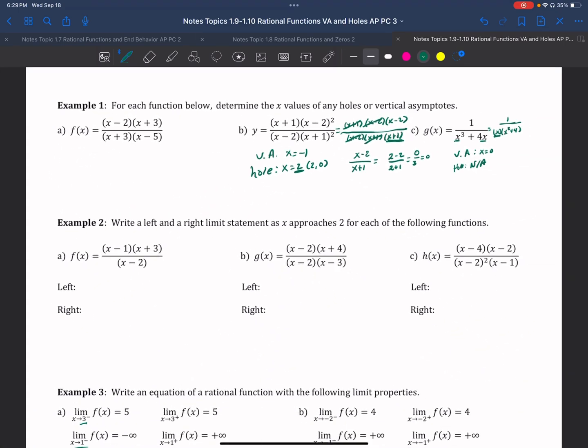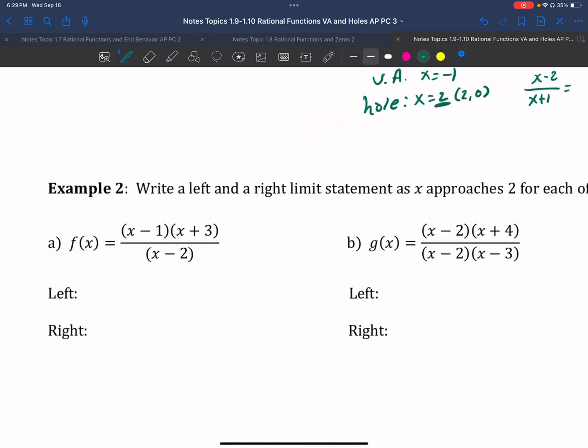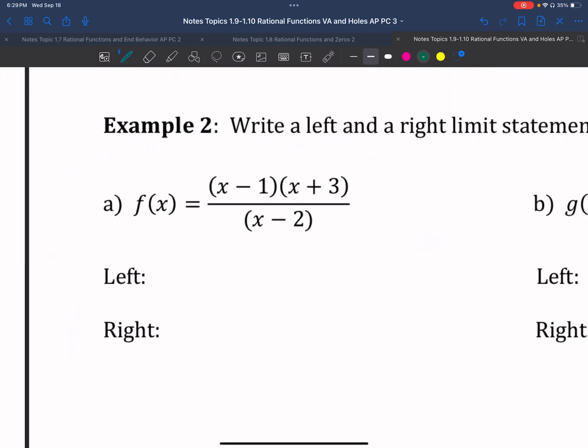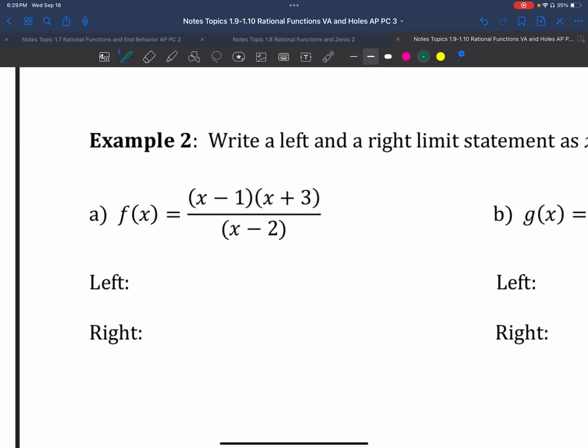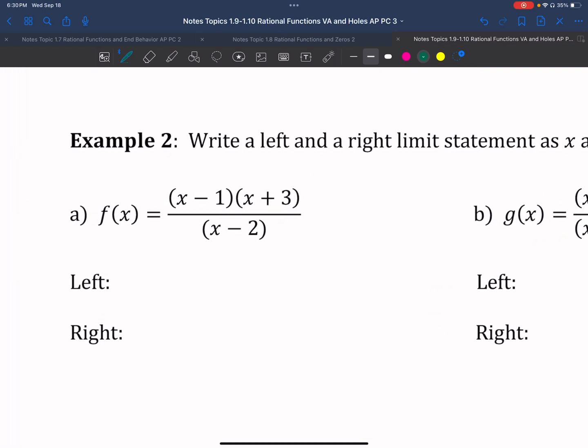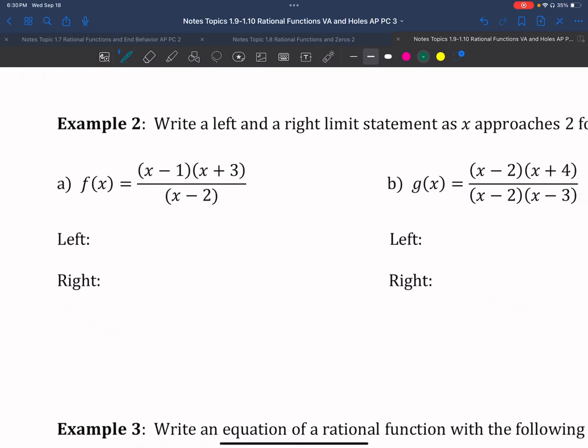For example number 2, it says write a left and a right limit statement as x approaches 2 for each of the following functions. So for example number 2, I'm going to be looking at 2 and decide if at x equals 2 I have a vertical asymptote or if I have a hole. Here, there is no way that I can cancel the x minus 2, so I'm going to make a note that I have a vertical asymptote at x equals positive 2. So that tells me that my limits are going to be infinities.